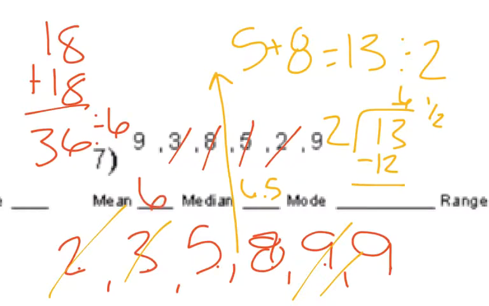Hey diddle diddle, the median's the middle. You add and divide for the mean. The mode is when you see the most. I see 9 the most. The range is the difference between. So 9 minus 2 is 7.